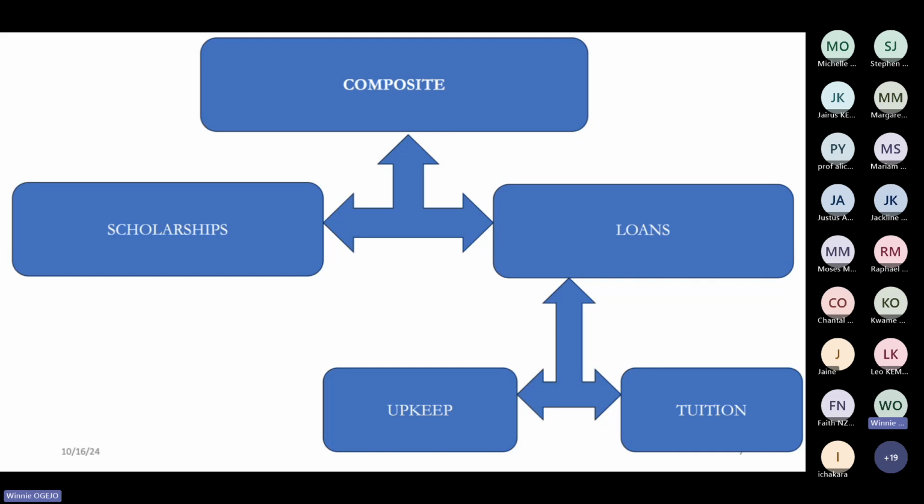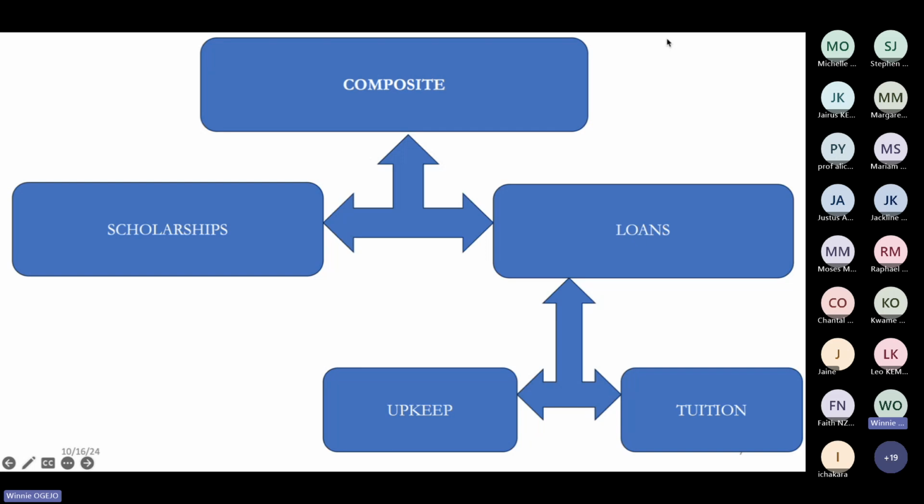Students are not expected to repay the scholarship component. When we come to the loans component, the loans are what the students are actually expected to pay back to the Higher Education Loans Board. This component that they are repaying, which is the loans, is also split into two components yet again: the upkeep component and the tuition component.